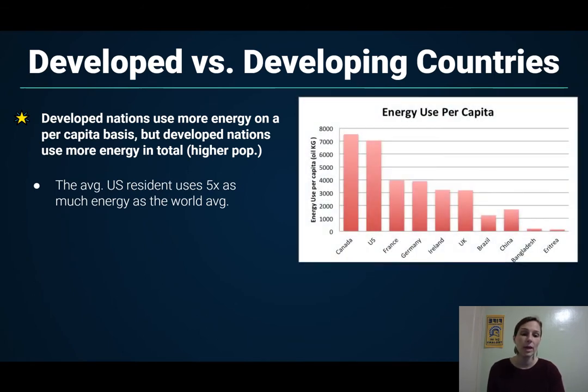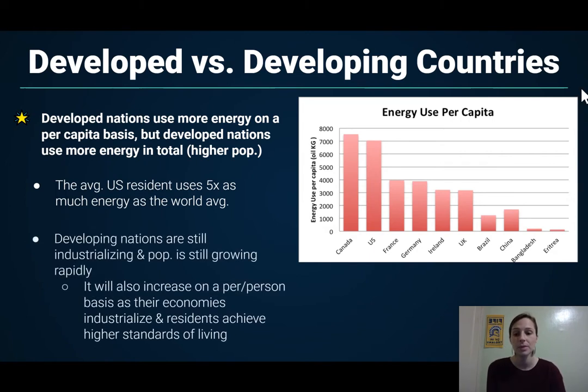So if you look here at energy use per capita in all of these different countries, you can compare Canada and the US and France, which are more developed, to Brazil and China and Bangladesh, which are more developing. So you can see the energy use per capita and how it greatly increases when a country is more developed.